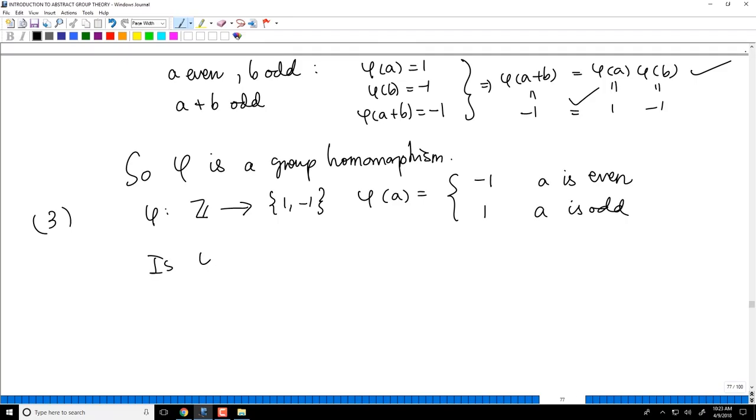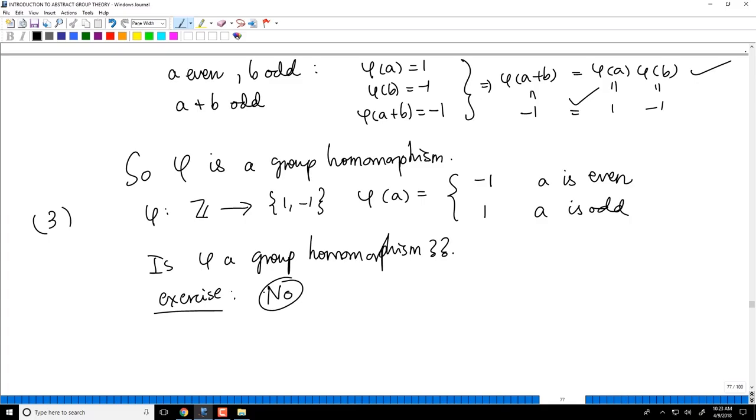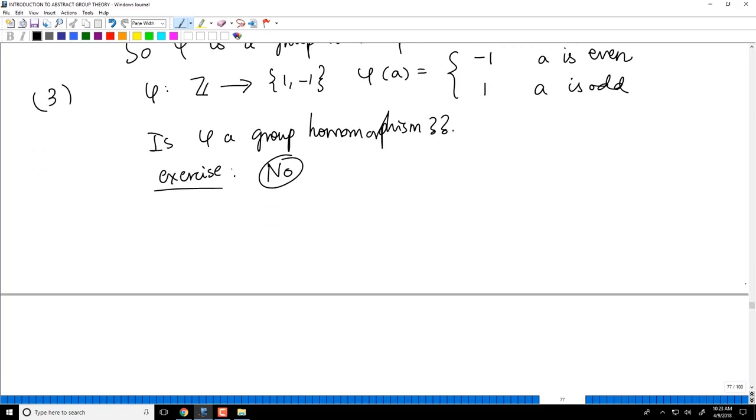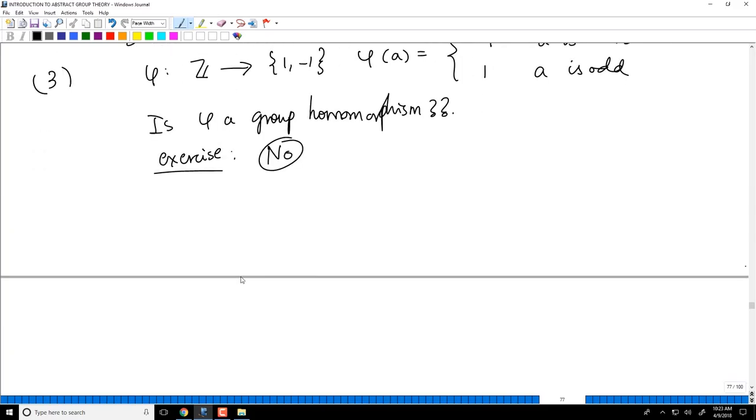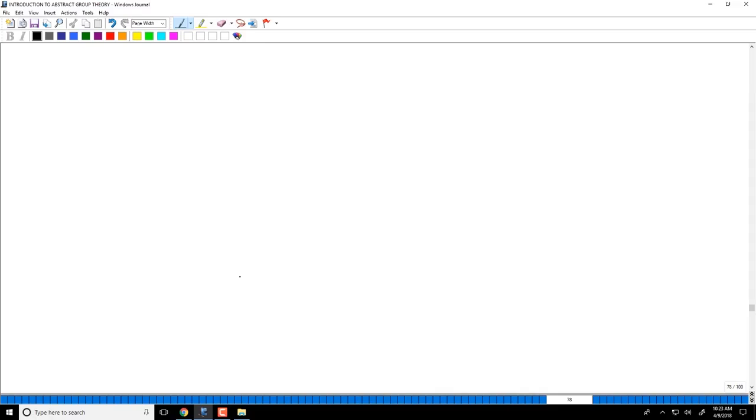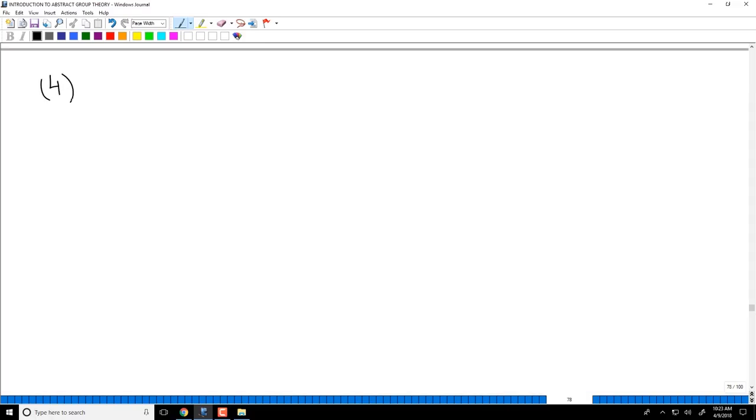Is phi a group homomorphism? I will leave this as an exercise for you. It's a very easy exercise. You can check that it is not a group homomorphism. You can produce two numbers which violate the definition of a group homomorphism. Okay. So this is an example of a function which is not a group homomorphism. So let me not do anything about this solution, because I would like you to try to do this on your own.